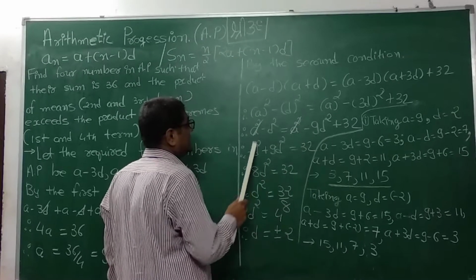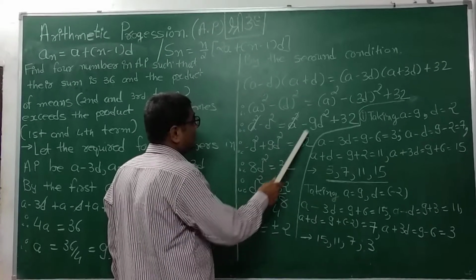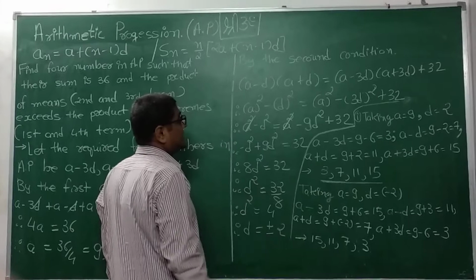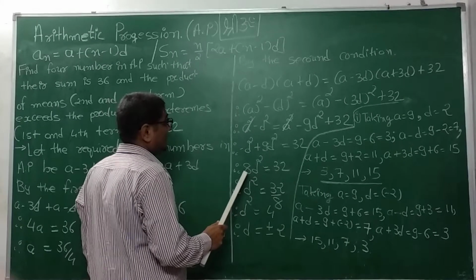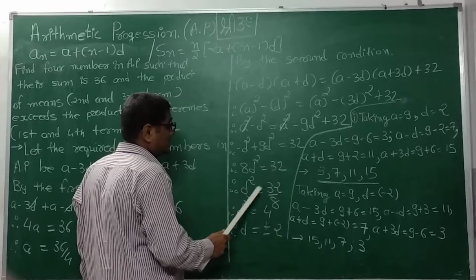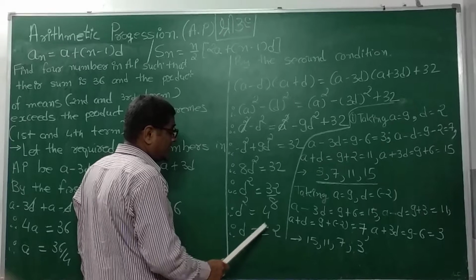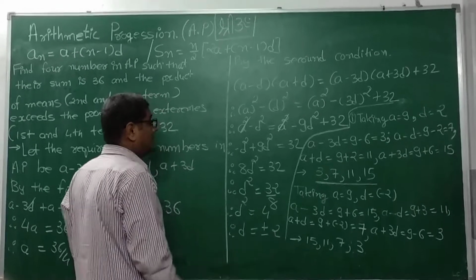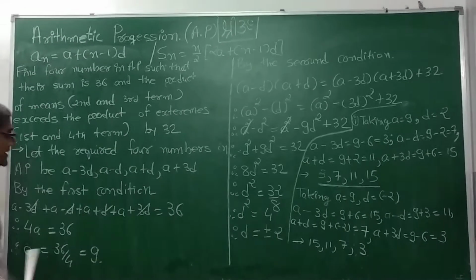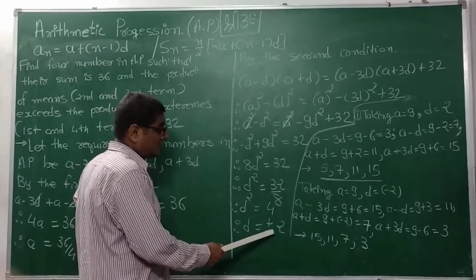A square cancels out, leaving minus d square plus 9d square. According to the linear equation, we transpose the terms, and it is equal to 32. So 8d square is equal to 32, so d square is equal to 32 divided by 8, so d square is equal to 4. So d is equal to plus or minus 2. Now we have to take both cases. The value of a is 9 and the value of d is 2, that is plus 2 and minus 2.